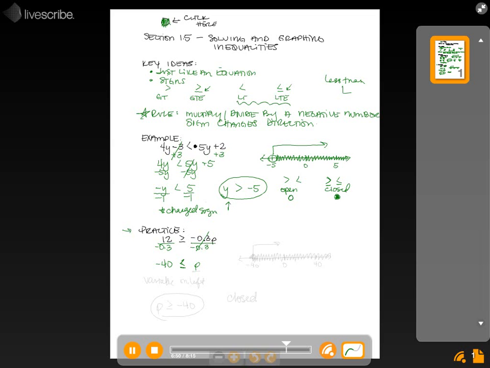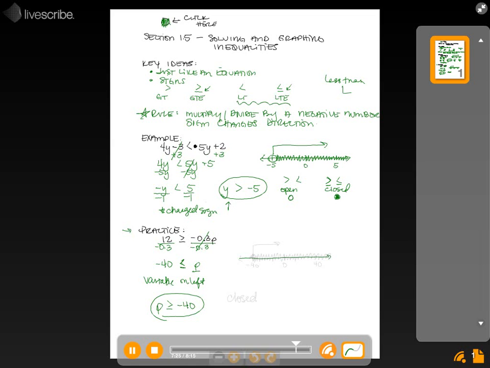Now, I told you that when you want to write your answer, you need to have the variable on the left. One thing to remember. So we're going to switch this around, and we're just going to mirror image it. Right now, we have -40. Our sign is pointing to the 40 and then the p, so we're going to change it around. We're going to do p. Our sign still needs to point to -40. So there's our answer. We have p is greater than or equal to -40, and that's the answer to our problem. Next thing we have to do is graph it.